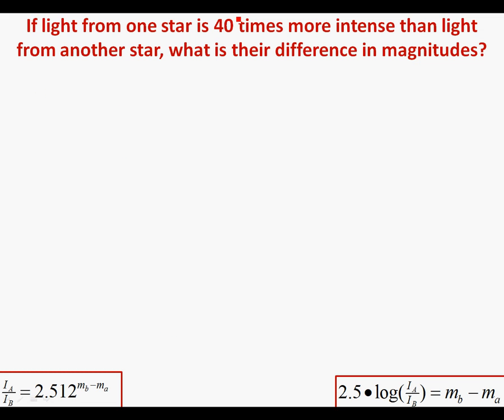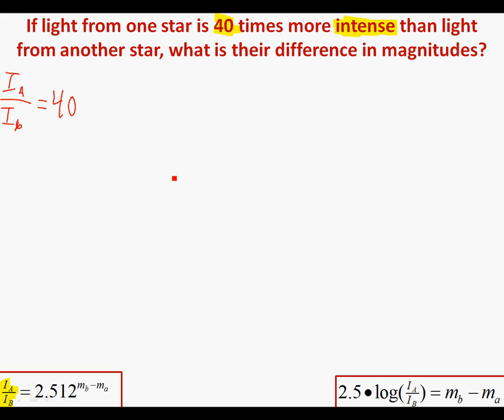So what do we have? Let me go ahead and highlight it. We have 40, which is the intensity, because the light is more intense than another star. So this is the intensity ratio, which is IA over IB. Just to make it absolutely clear, even though you see two values here, treat it like one variable. IA over IB is equal to 40.